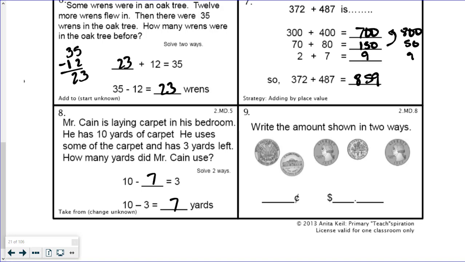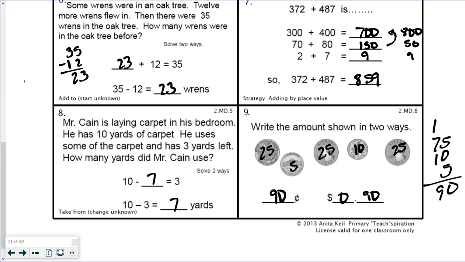Write the amount shown in 2 ways. So we need to write the value of the coins first. So I'm going to do that. This is a great strategy when counting coins. Okay, we start with our largest coins first. 3 quarters equals 75 cents. Right? So I'm going to write 75 plus 10 cents plus 5 cents. And we add all that up. That makes it 10, 70, 80, 90. So 90 cents. So $0.90.